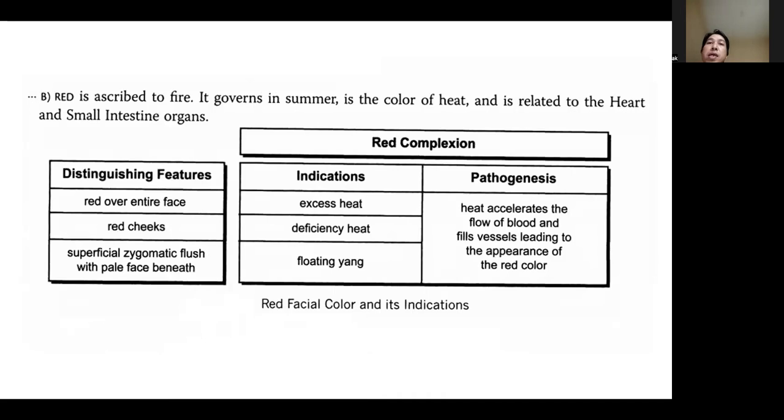Distinguishing features, red over the entire face. The indication is excess heat. Distinguishing features of red cheeks, deficiency heat: superficial zygomatic flush with the pale face beneath. The indication is deficiency heat. And the pathogenesis is that heat accelerates the flow of blood and fills vessels, leading to the appearance of the red color.